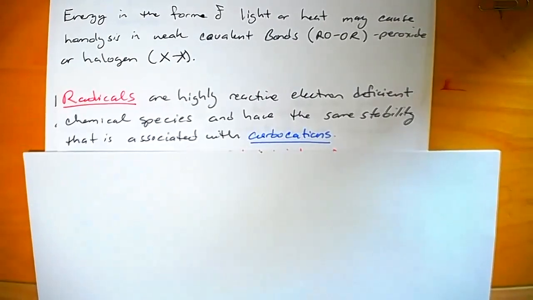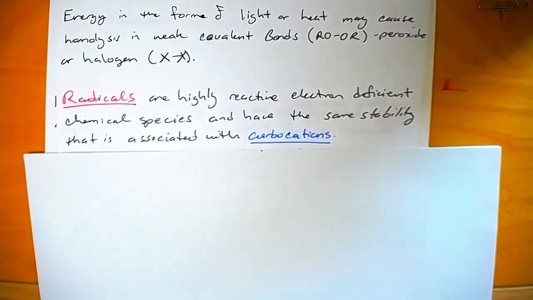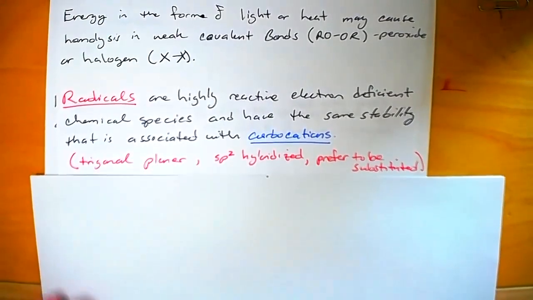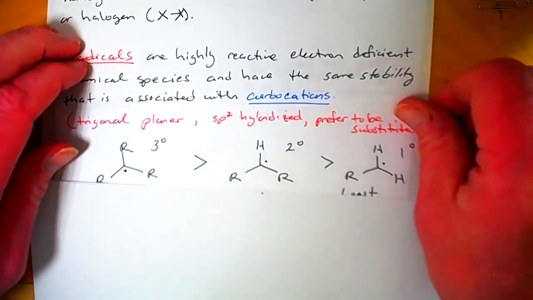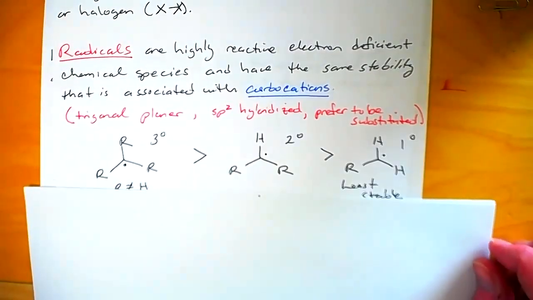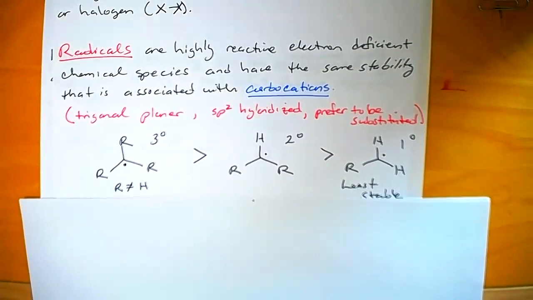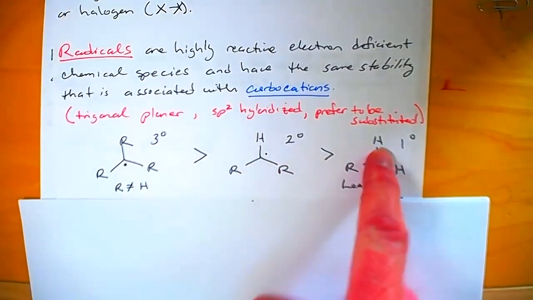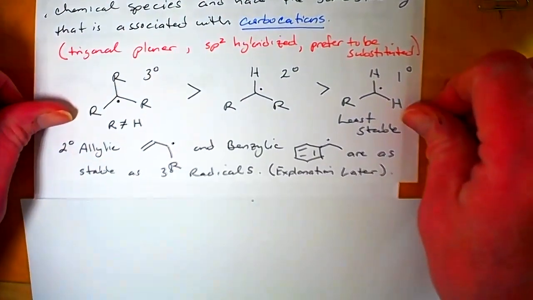Radicals are highly reactive electron deficient chemical species and have pretty much the same kind of stability rules associated with them as carbocations, meaning they are trigonal planar, they are sp2 hybridized, and they prefer to be more substituted, meaning a tertiary radical is more stable than a secondary, which is more stable than a primary radical.